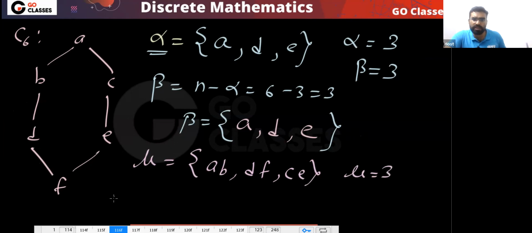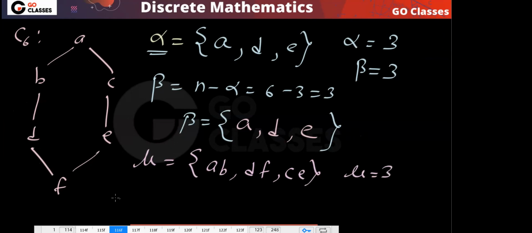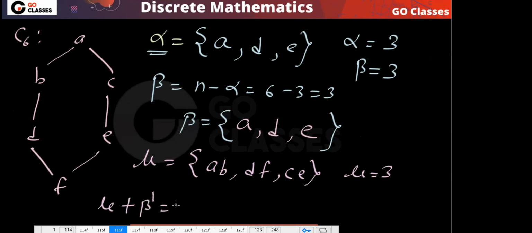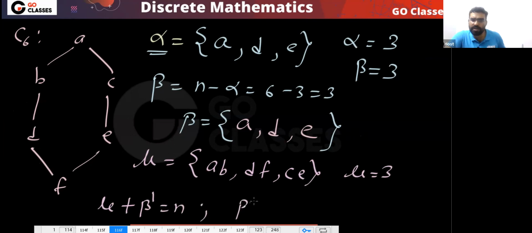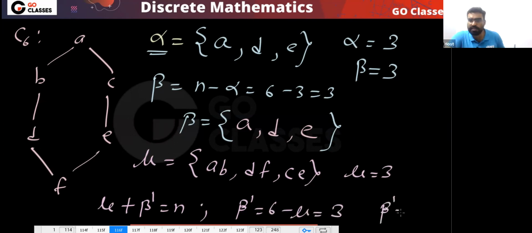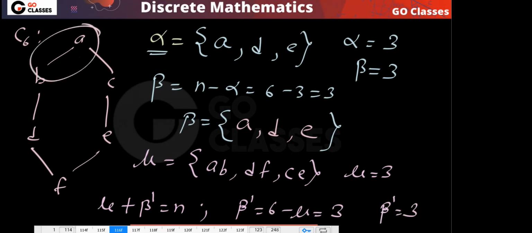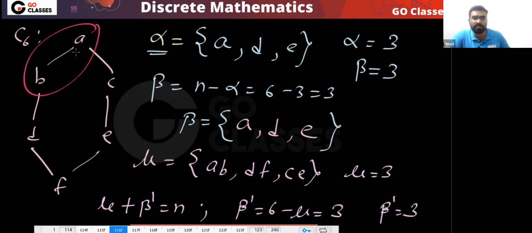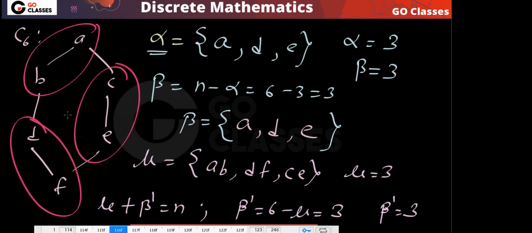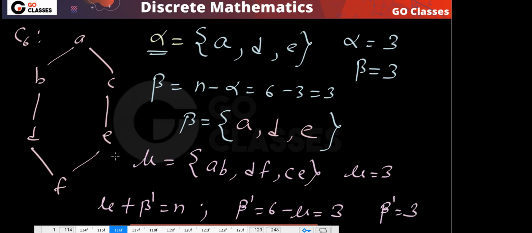And we already know this relation: mu plus beta dash, the edge cover, is equal to n. So beta dash will be equal to 6 minus mu. That also will be 3. So beta dash also will be 3. And what is beta dash? It covers all the vertices. You can notice these 3 edges will cover all the vertices. So this is your edge cover, the minimum edge cover. Okay.